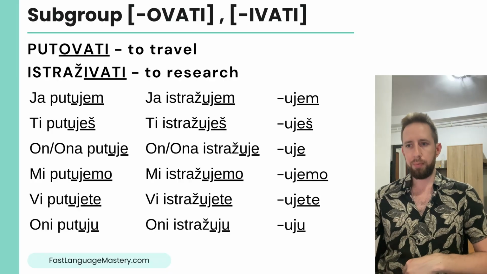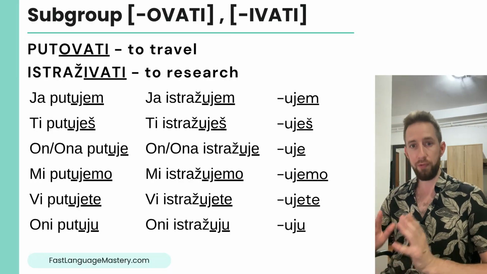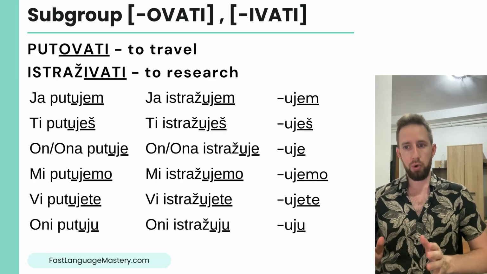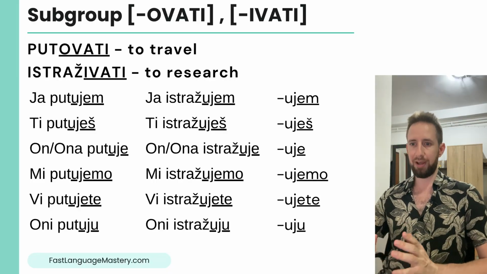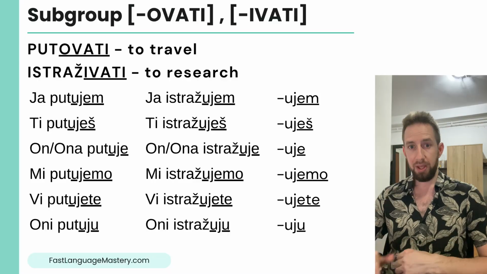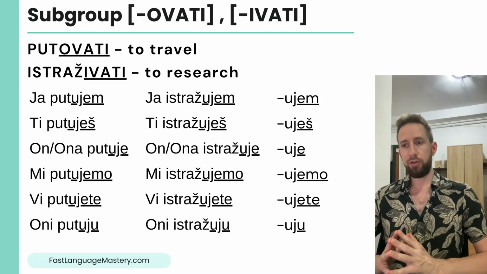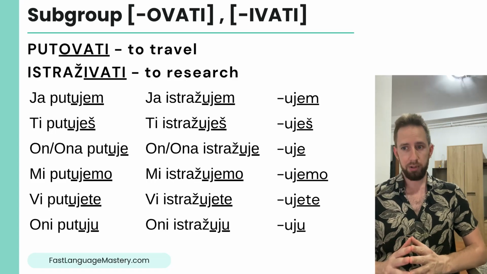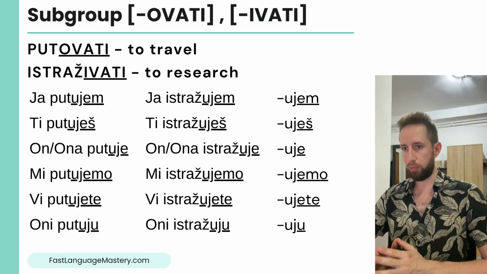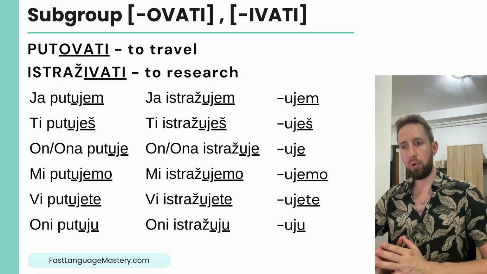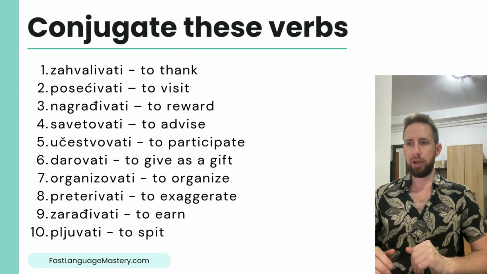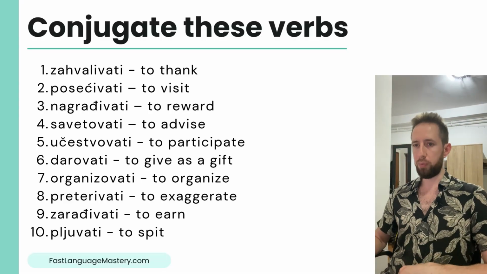And let's conjugate these two verbs. Putovati, to travel. Ja putujem, ti putuješ, on putuje, ona putuje, mi putujemo, vi putujete, oni putuju. And istraživati, to research. Ja istražujem, ti istražuješ, on istražuje, mi istražujemo, vi istražujete, oni istražuju.